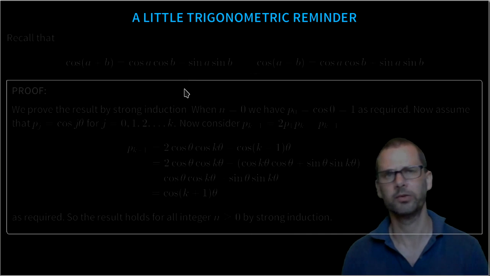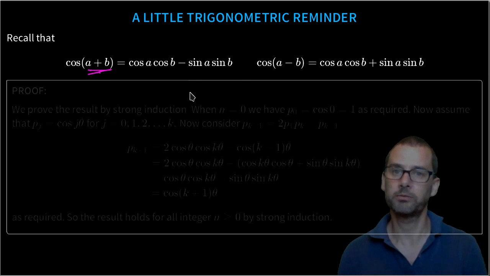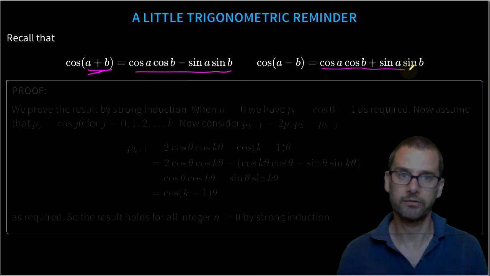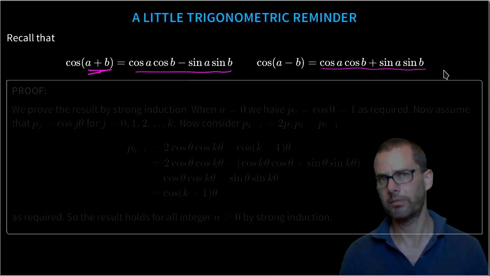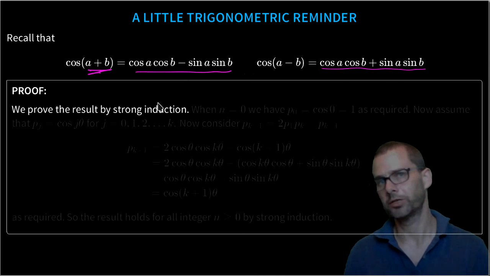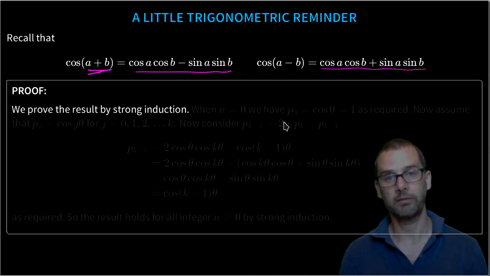Well, actually, before we get to a proof, we should remember a bit of trig quickly. So recall that cosine of the sum of two angles is given by this. Cosine of the difference is given by this. Okay? So just a quick reminder of a bit of trig there. All right, so let's prove this. So we prove the result by strong induction. So we're just alerting the reader that we're using that slightly stronger statement of induction.